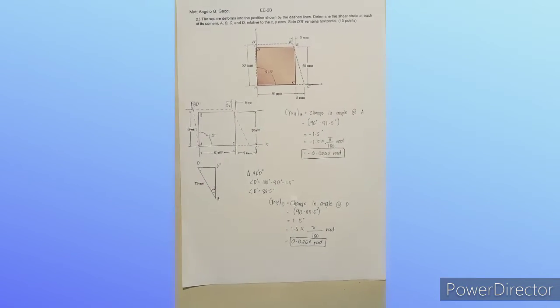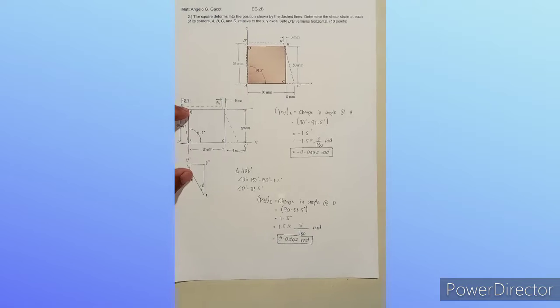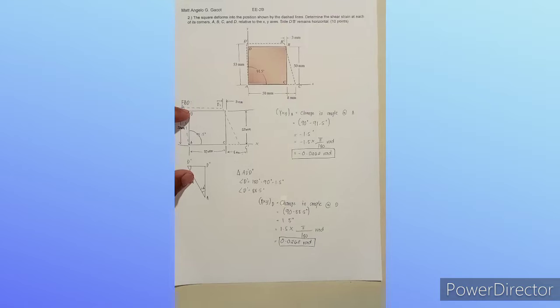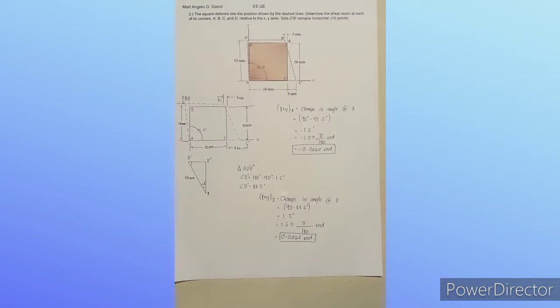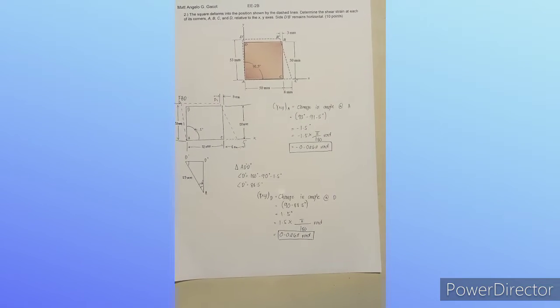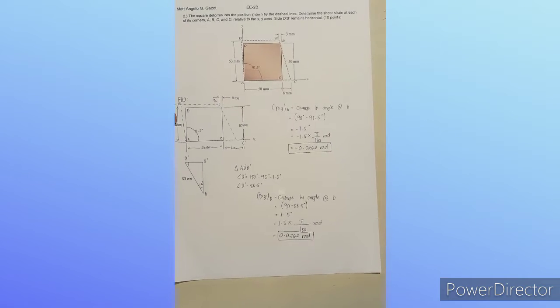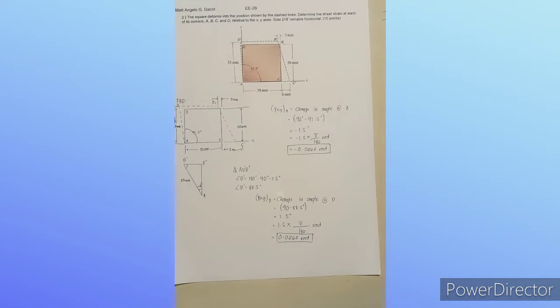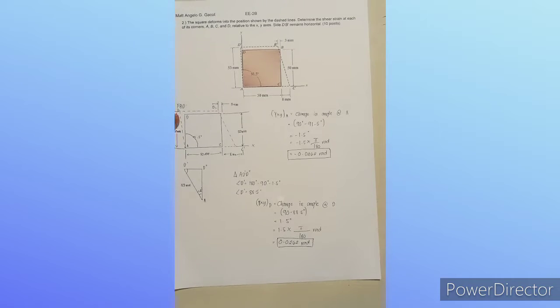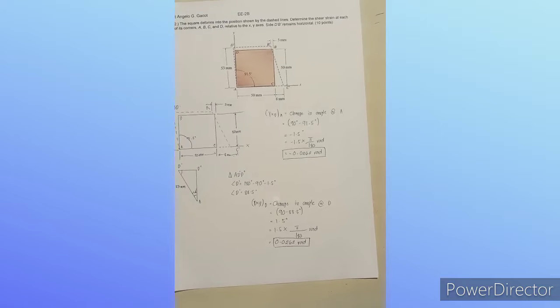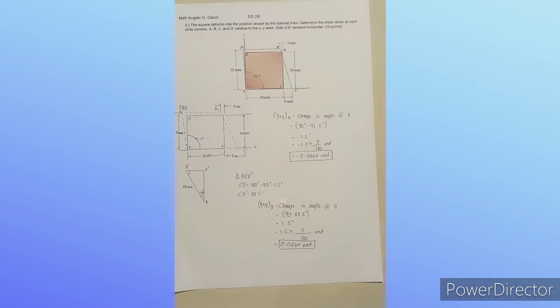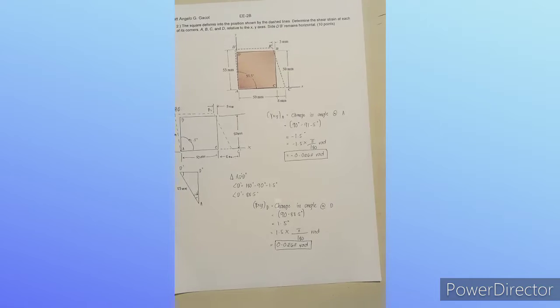So, the quantity of gamma xy at A is equal to the change in angle at A, which is 90 degrees minus 91.5 degrees, equal to negative 1.5 degrees. Negative 1.5 degrees times pi all over 180 rad. Makukuha natin sagot ay negative 0.0262 rad.